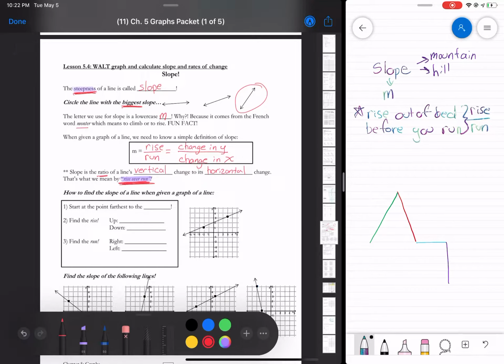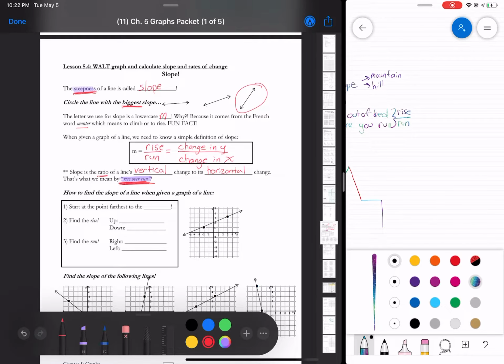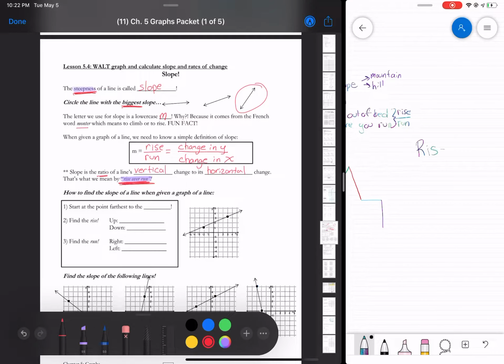You might even want to draw this little chart that I'm going to draw off to the side. So you have rise, which is the vertical change, which is up or down. If we're going up, it's positive. If we're going down, it's negative. Divided by or over run. Run, you go horizontal, right? You can either go left or you go right. If you go to the right, it's positive. If you go to the left, it's negative. This will help you with those signs.